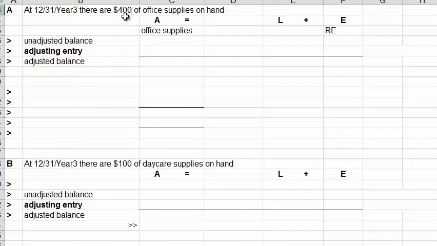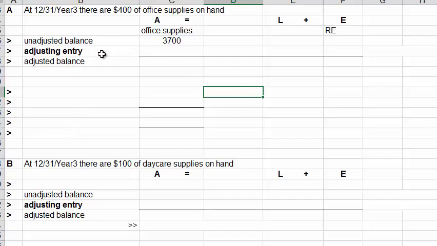Well, ask yourself, what does this $400 represent? This $400 represents the correct ending balance in the office supplies account, right? So we know we have a beginning balance in this account of $3,700. That's our unadjusted balance. And I'm just working here sort of off to the side so you can see that we're going to record a balanced adjusting entry. Look at the adjusted balance.